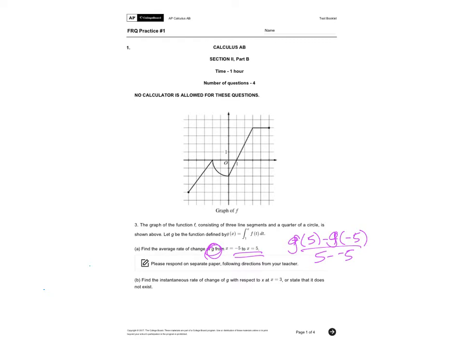Read the question carefully. Find the instantaneous rate of change of G. What does that mean? That means G prime of 3. Many people found G of 3 or F of 3, or this is actually F prime of 3 rather. So it's like, read the question carefully and do what it says.